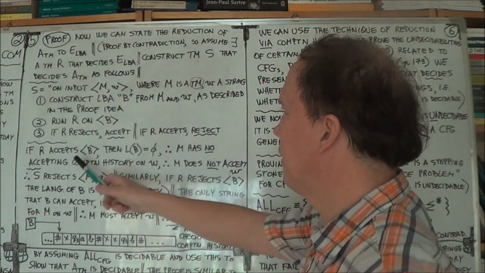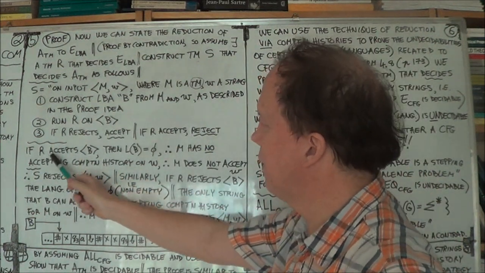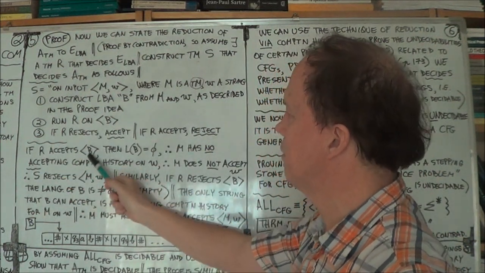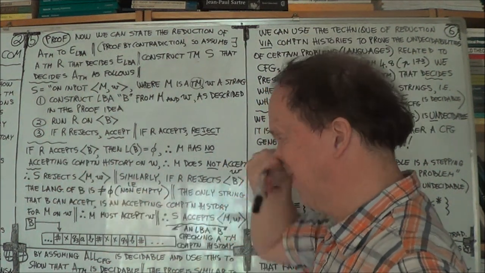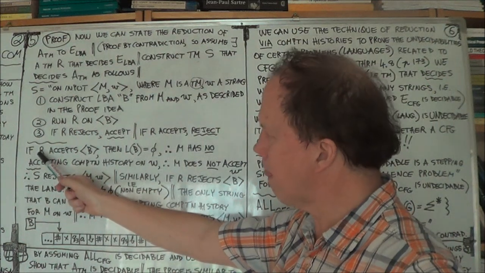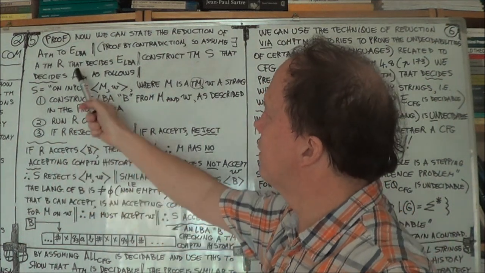A bit of comment here. Now, if R accepts this encoded description of B, what does that mean? What's R doing? It's deciding on this.